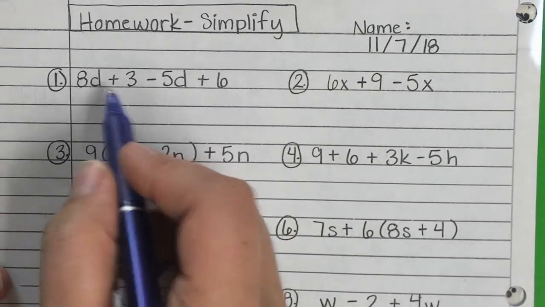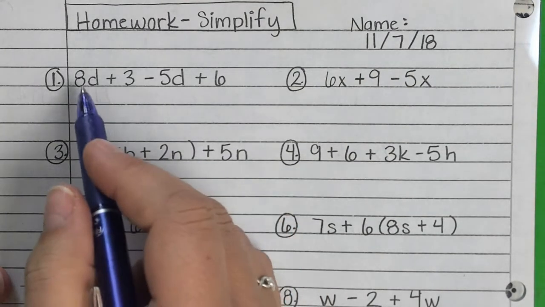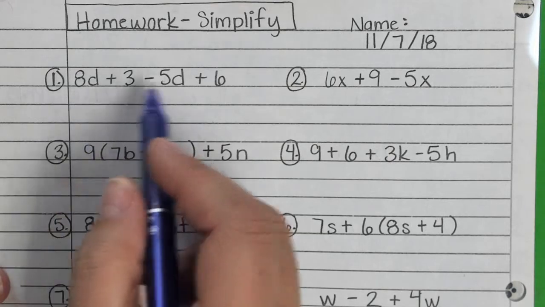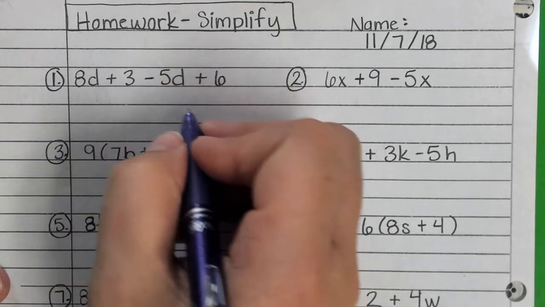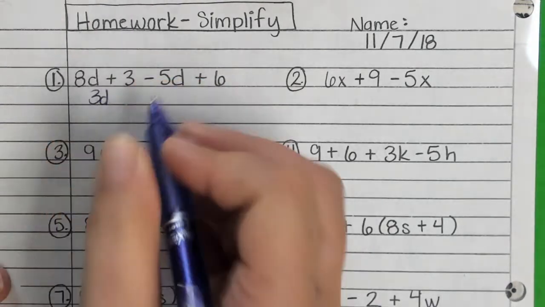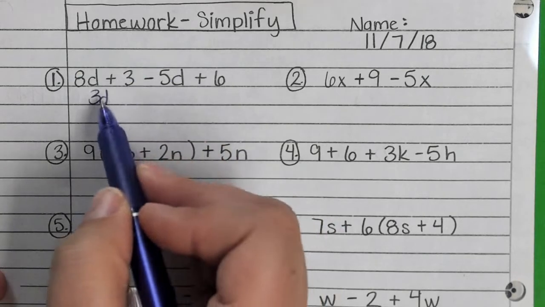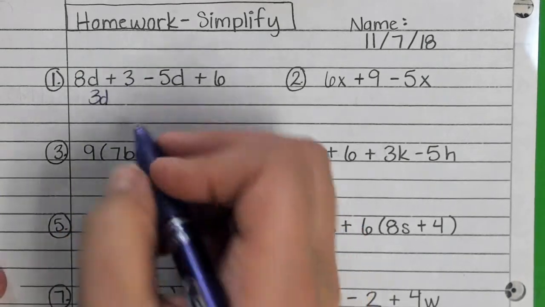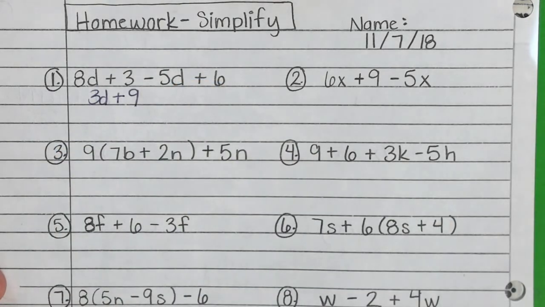All right, looking at this first one, what do I have? 8D stays the same, right? 8D and 5D are subtracted to 3D. 3D. Very good. Let's talk about why. Look, 8D minus 5D gives me 3D. What about 3 and 6? 9. There we go. Easy.